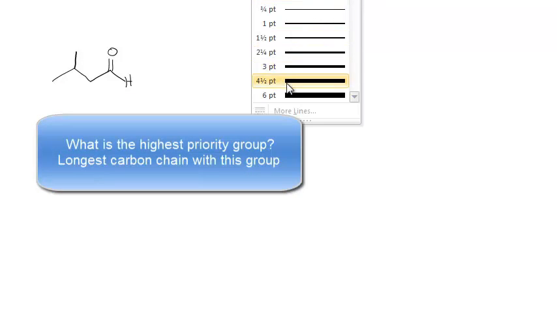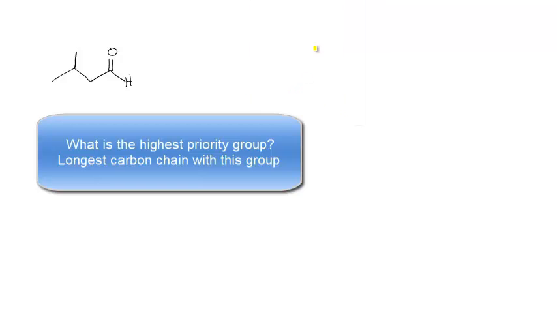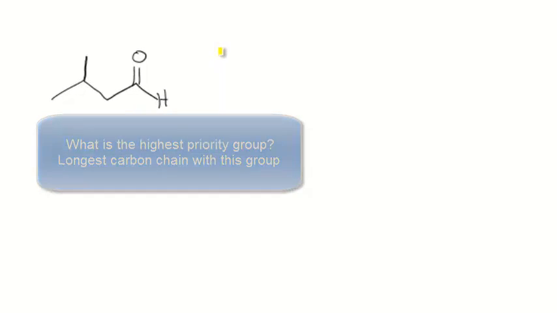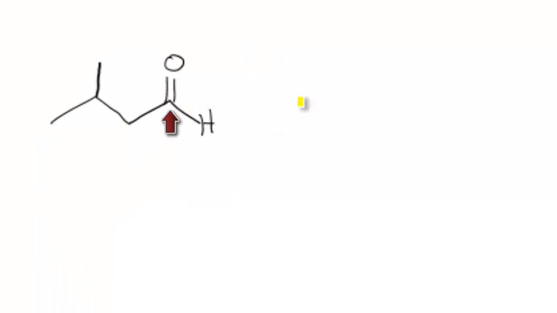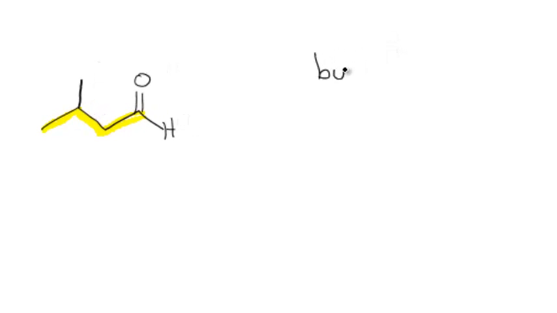So our longest continuous carbon chain is going to include this aldehyde group. So longest continuous chain, highlighted in yellow, is 4 carbons long. A 4 carbon long parent chain for alkanes is butane. Because this is an aldehyde, we drop the E and butane switches over to butanal.